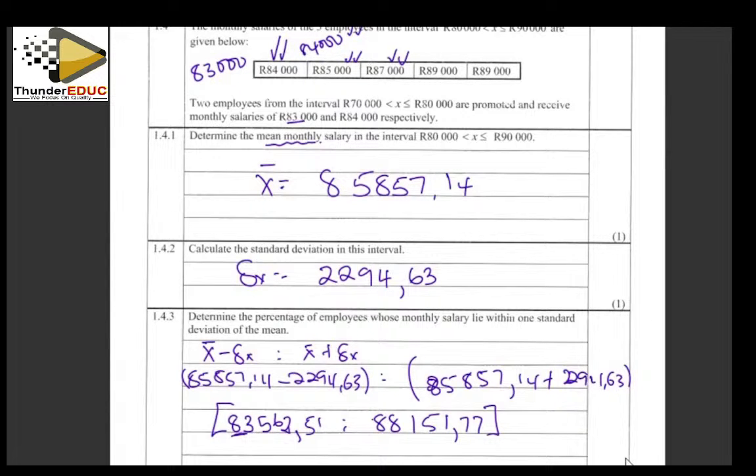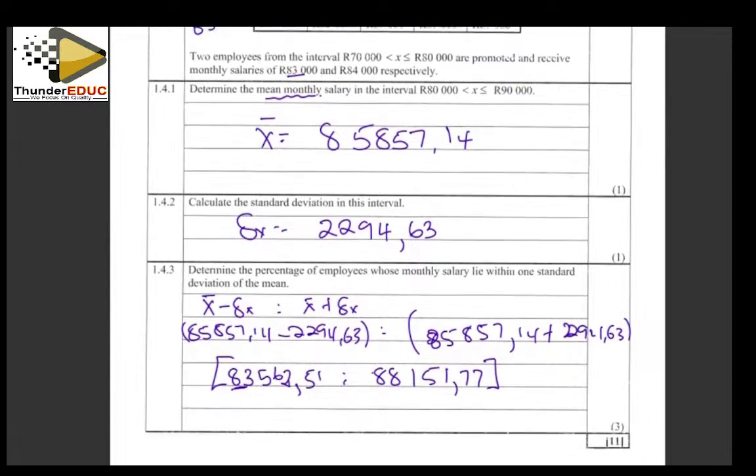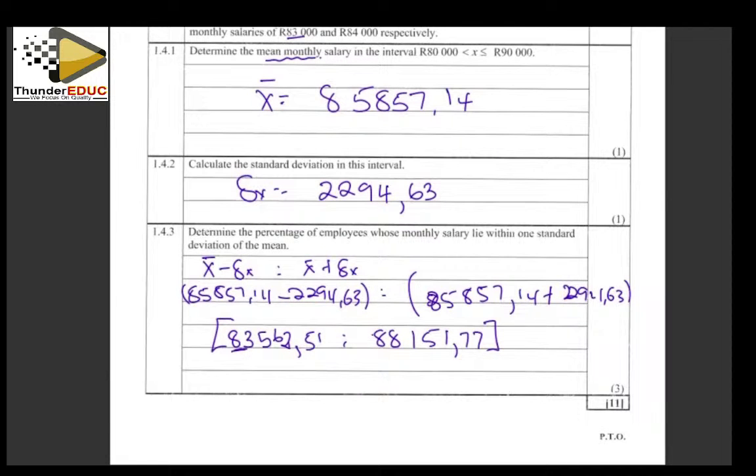Determine the percentage of employees. So since we're looking for percentage, we're going to have 4 over 7 times 100. Okay, 4 over 7 is giving me 0.57, which is now 57.14%. So that's what the question was asking for. Now remember, this is just a proposed memorandum. Memorandum is yet to be out.